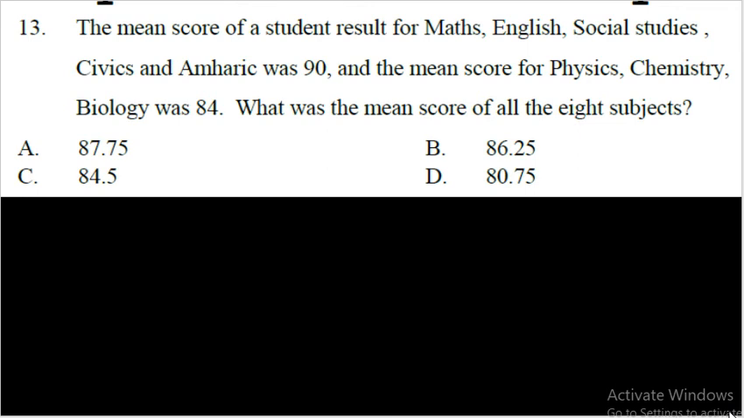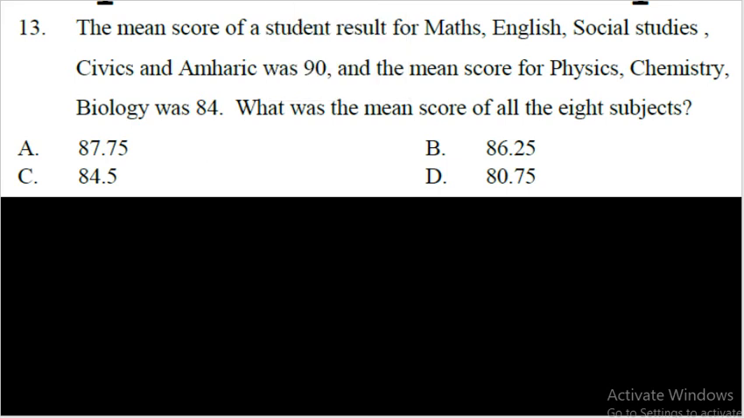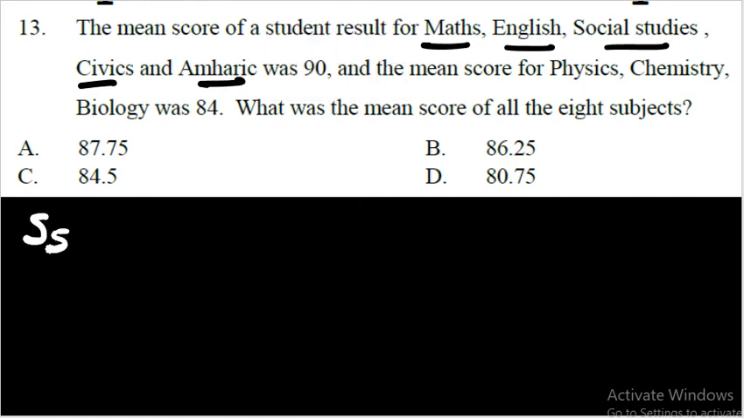Next question. The mean score of a student's results for maths, English, social studies, civics, and Amharic was 90. And the mean score for physics, chemistry, biology was 84. So what was the mean score of all the 8 subjects? What to do here? First, how many subjects are there? 1, 2, 3, 4, 5 subjects. That means the mean of the 5 is the sum of the 5 divided by 5. Each has some score in mathematics, English, social studies, civics, and Amharic. All of them will be added, then divided by 5.